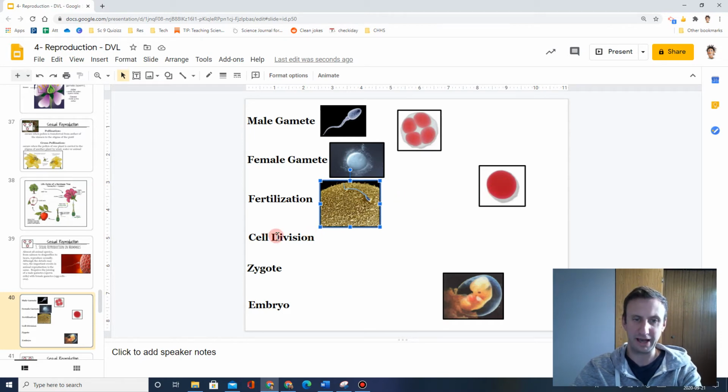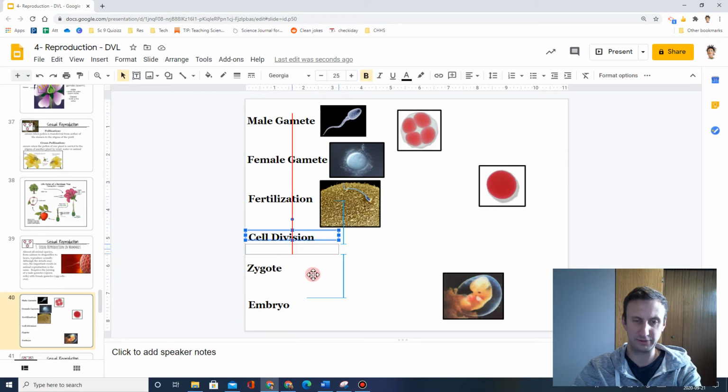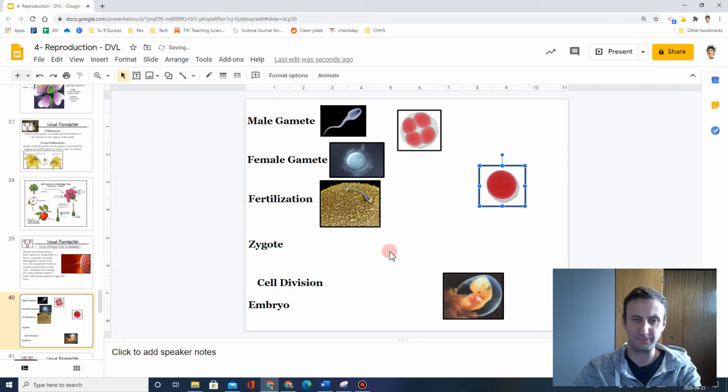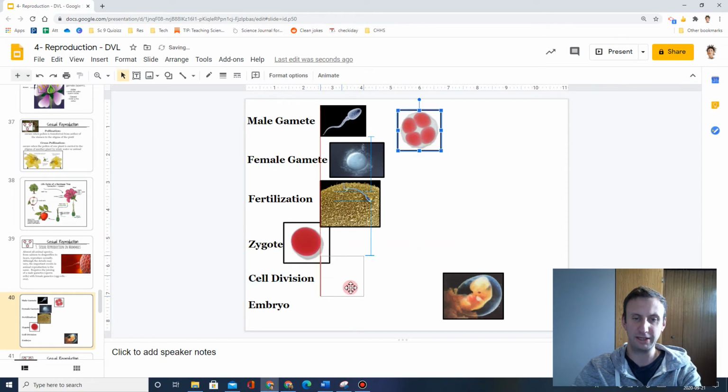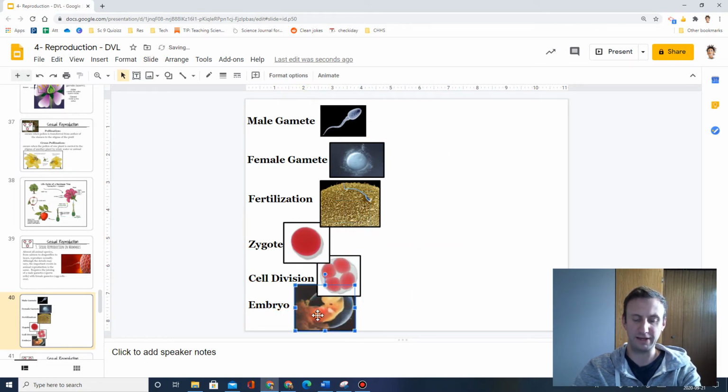From here, this I actually want to move down. I've got my zygote, and my zygote is the first cell that has full genetic code. Then I have cell division taking place over and over and over again, and it becomes an embryo once it divides even once. I have an embryo, and up to 11 weeks in humans, it's an embryo, at which time it turns into a fetus.